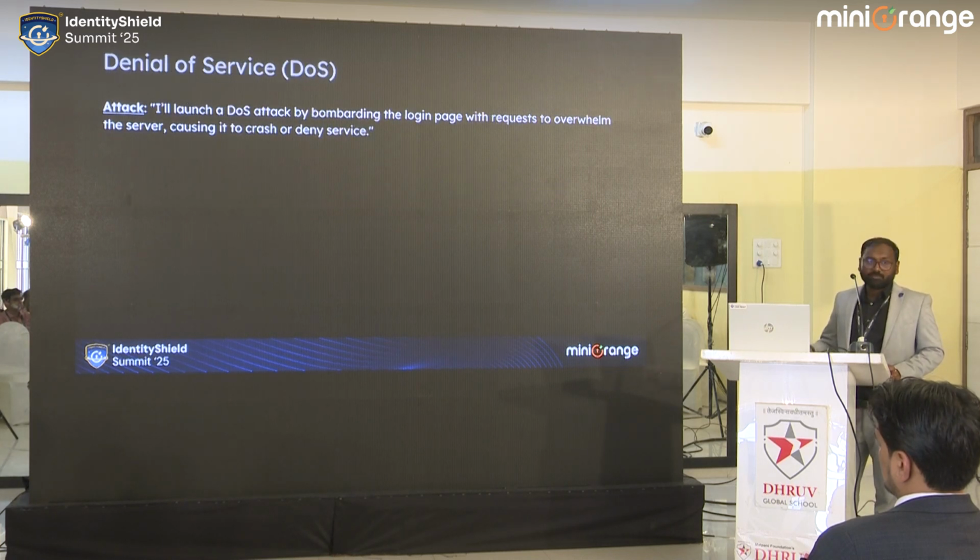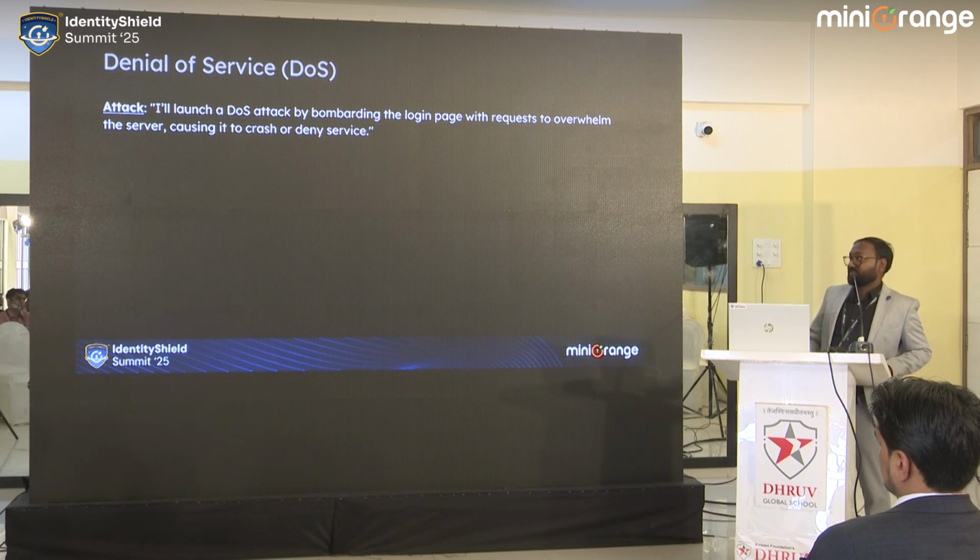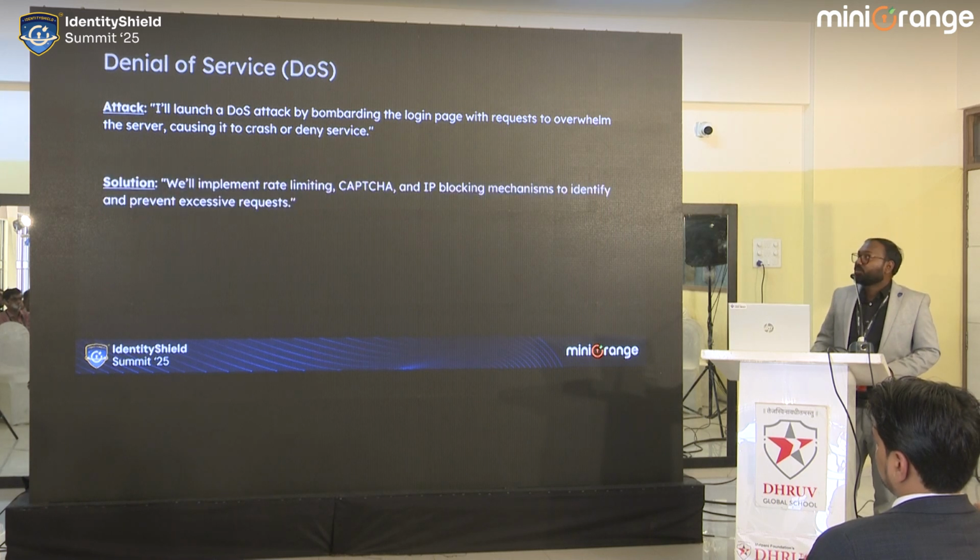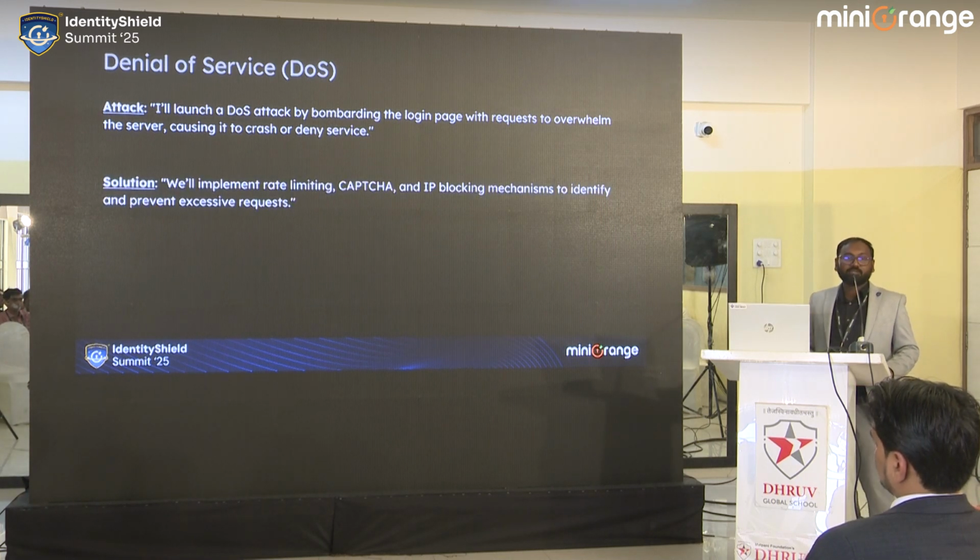Denial of service, simple. We all know this. It's pretty famous. Bombarding the pages with several requests, so your service goes down, right? So what can you do? You can have CAPTCHA, rate limiting, an IP blocking mechanism, etc.